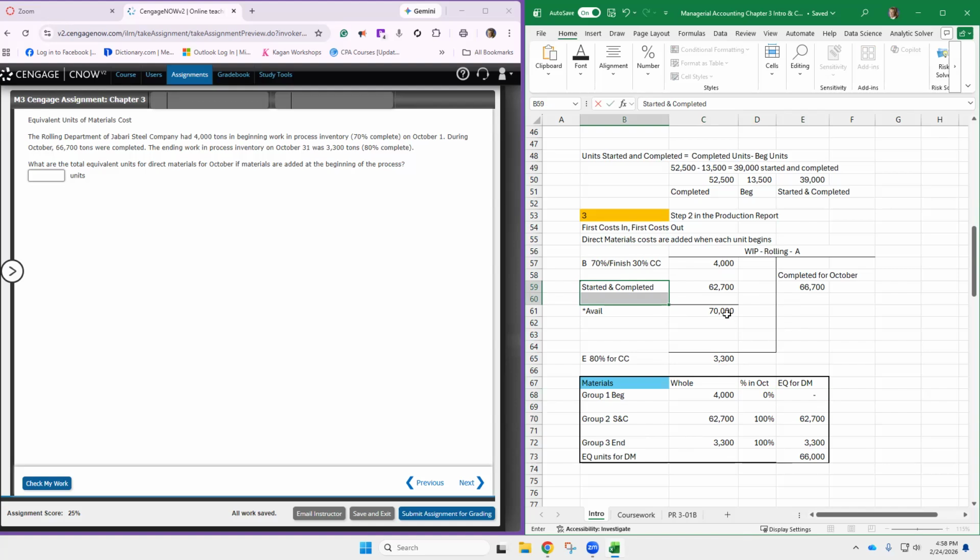Okay, these two numbers have to add up to available. They told us how many was completed and how many is still in inventory, and that's how much available is. Available is your ending inventory plus your completed. So that's how we got that, right there. And then we backed into this amount, all right?